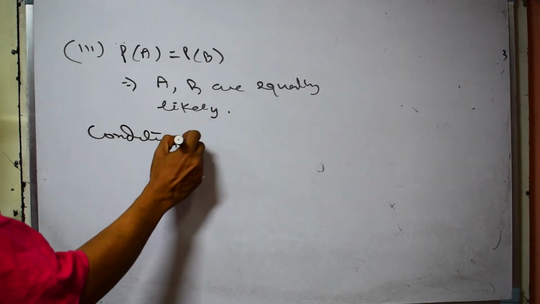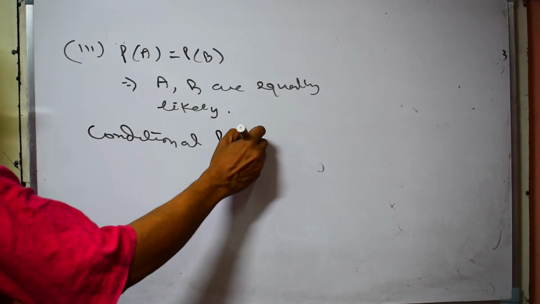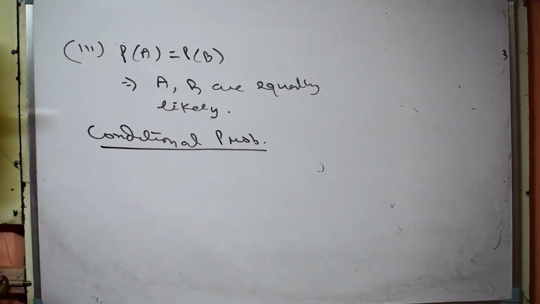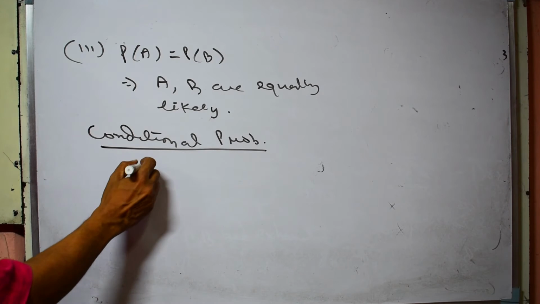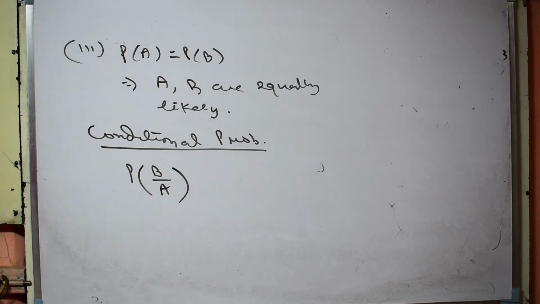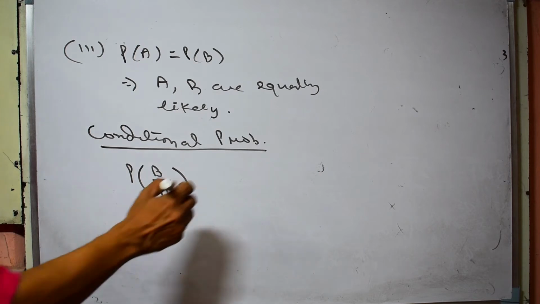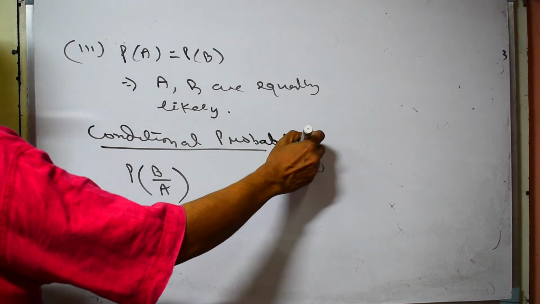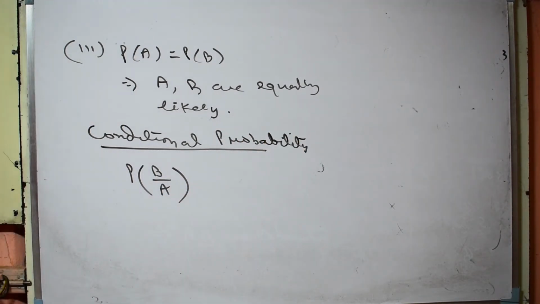We are not interested in this diagram, but we are interested in the idea of probability of B by A. That means the event B will happen only when A has already happened. So the conditional probability of B means B is happening conditional on A. That means if A happens, then only B happens.